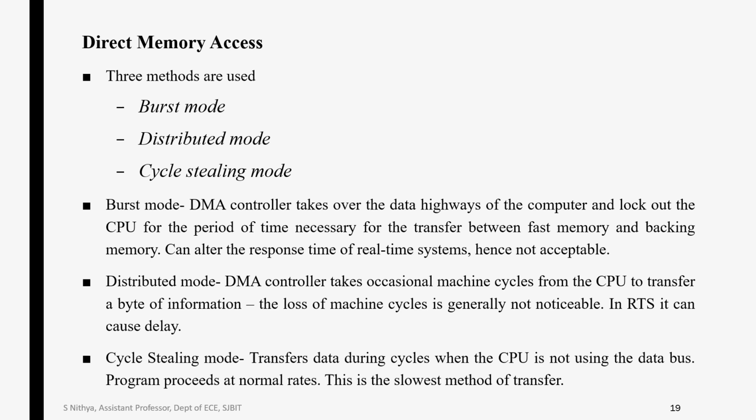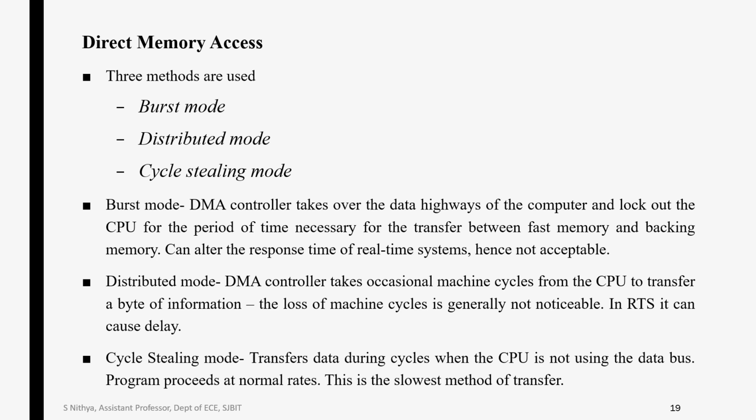And then the last one is direct memory access. In direct memory access there are three methods: the burst mode, the distributed mode and the cycle stealing mode. The burst mode is where the DMA controller takes over the data highways of the computer and locks out the CPU for the period of time necessary for the transfer between fast memory and a slower memory. That can alter the response time of real-time systems, hence it is not acceptable.